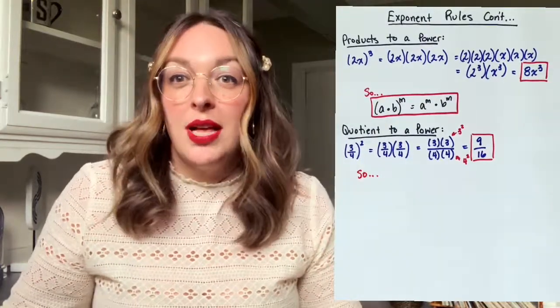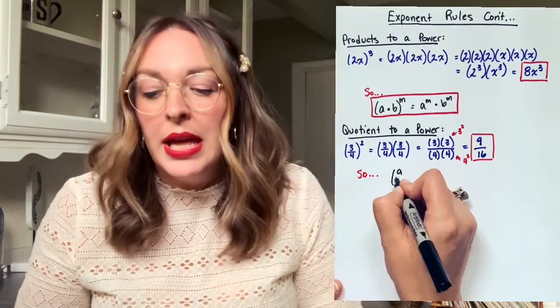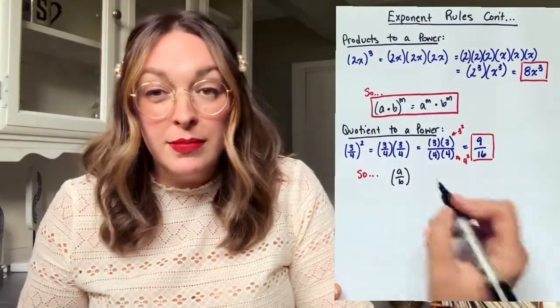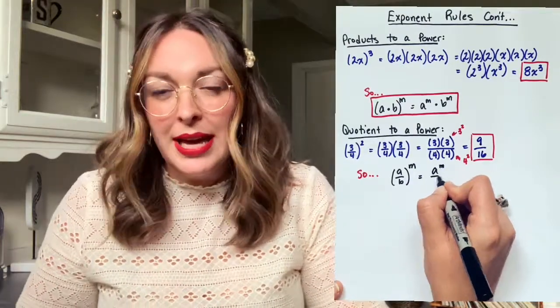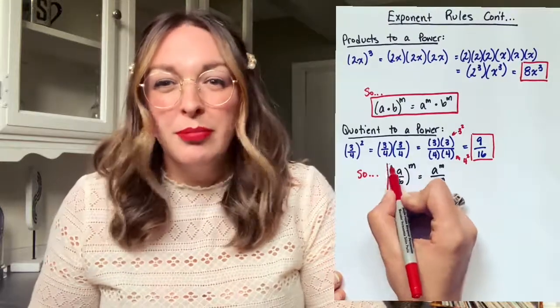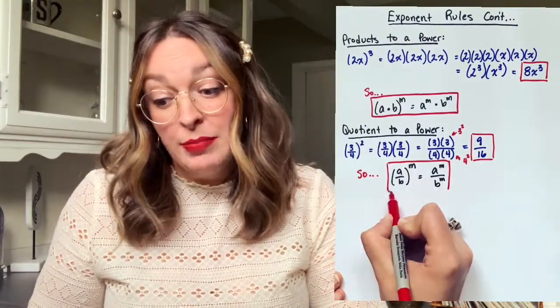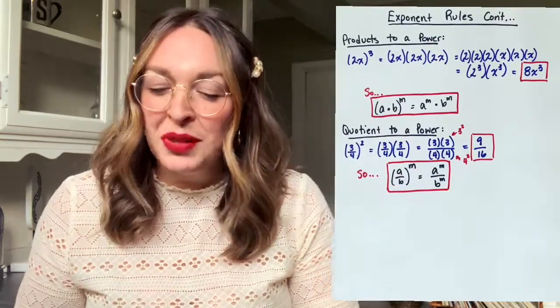So let's generalize this a little bit. Our rule for raising a quotient to a power is a over b to the power of m is equal to a to the power of m over b to the power of m. Remember, where a, b, and m are just numbers. They're any numbers. They're probably going to be integers, and b is not going to be 0 because you can't divide by 0. But that's all it is, okay?